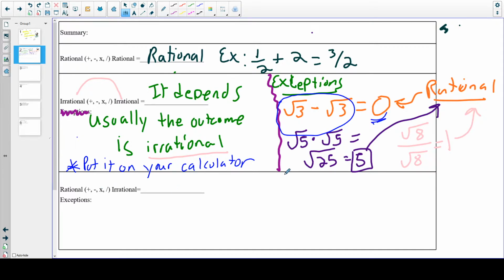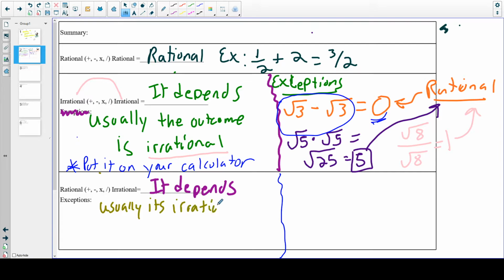For rational and irrational numbers, the answer is also, it depends. Okay. Let's switch up some colors. Now, usually it's irrational. But there are exceptions. So, let's talk about some of those exceptions.